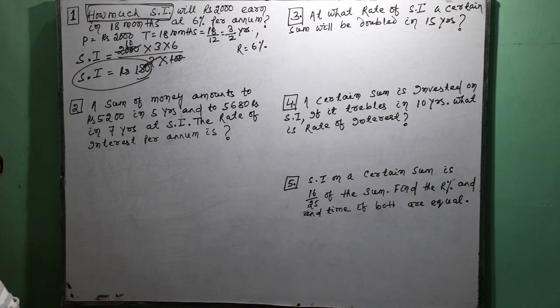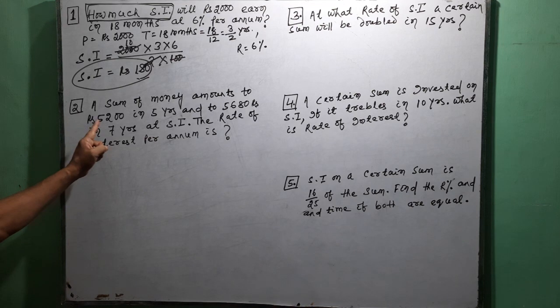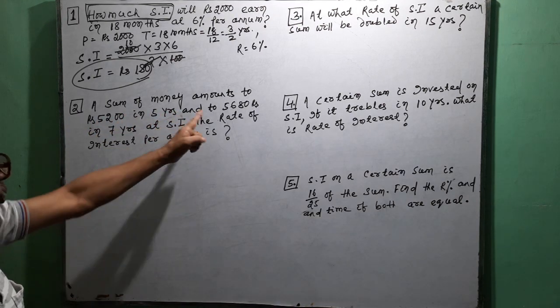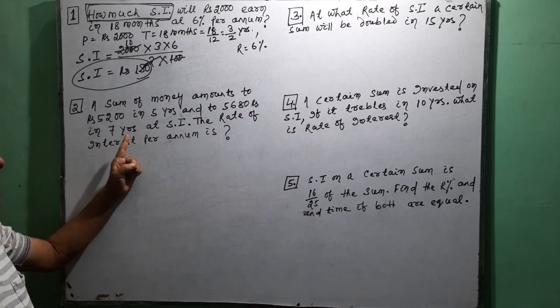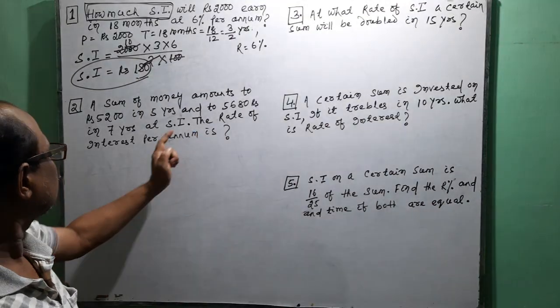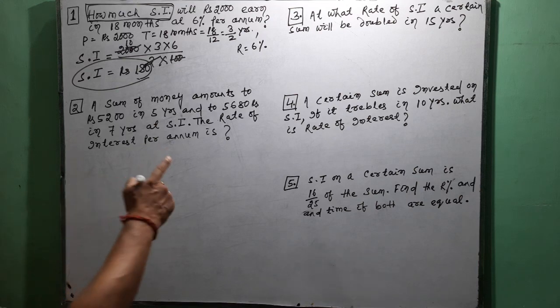Number 2, a sum of money amounts to 5,200 rupees in 5 years and 5,680 rupees in 7 years at SI. The question asked is: the rate of interest per annum is. Look at the question.